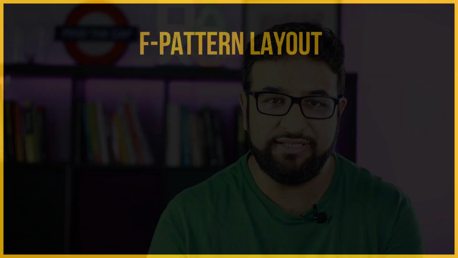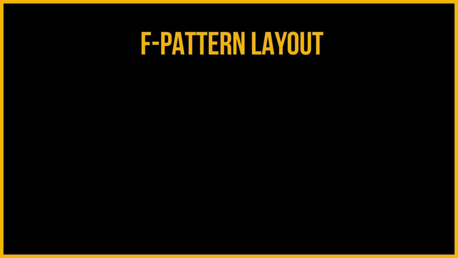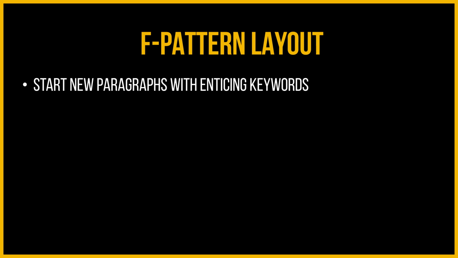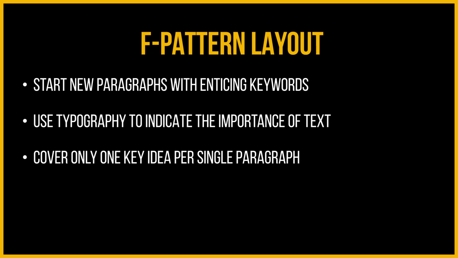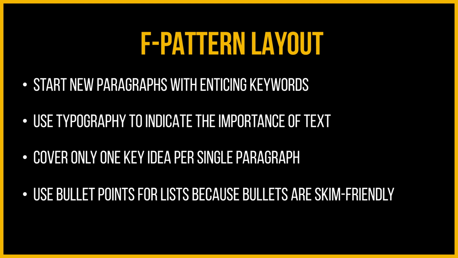Here are some things to consider when using F patterns. Start new paragraphs with enticing keywords. Use typography to indicate the importance of text. For example, try bolding keywords within text or increasing the font size. Cover only one key idea per single paragraph. Use bullet points for lists because bullets are skim-friendly.